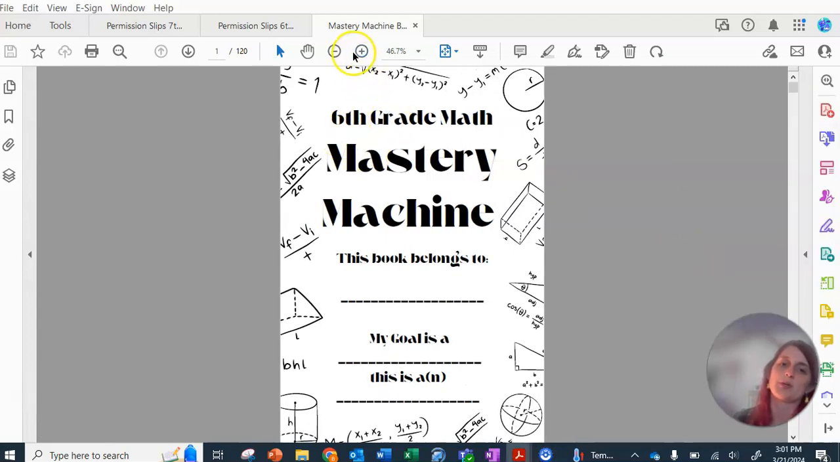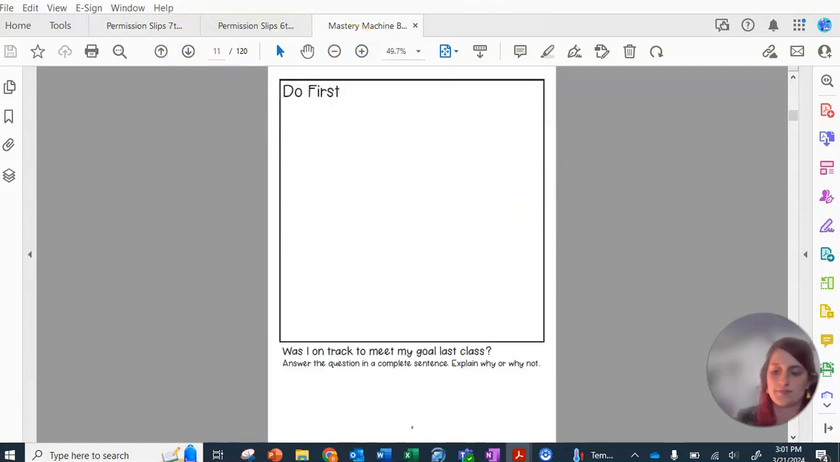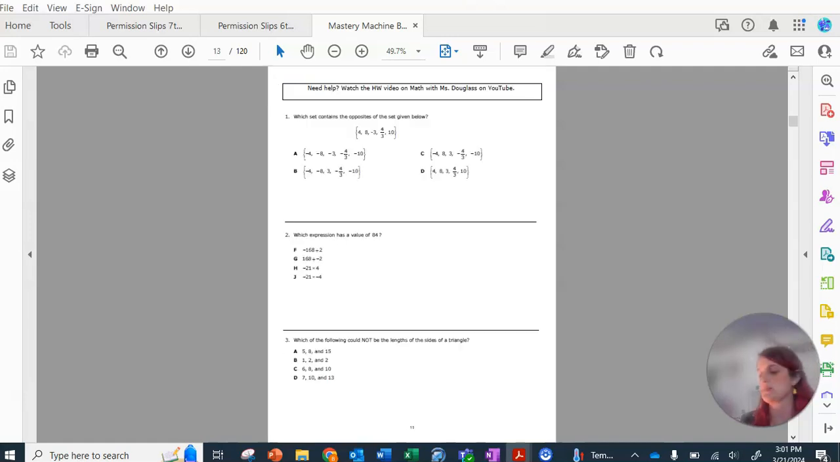Okay, so in our workbook we are on page 11, which should look like this. We've got 6 problems, so let's do them.